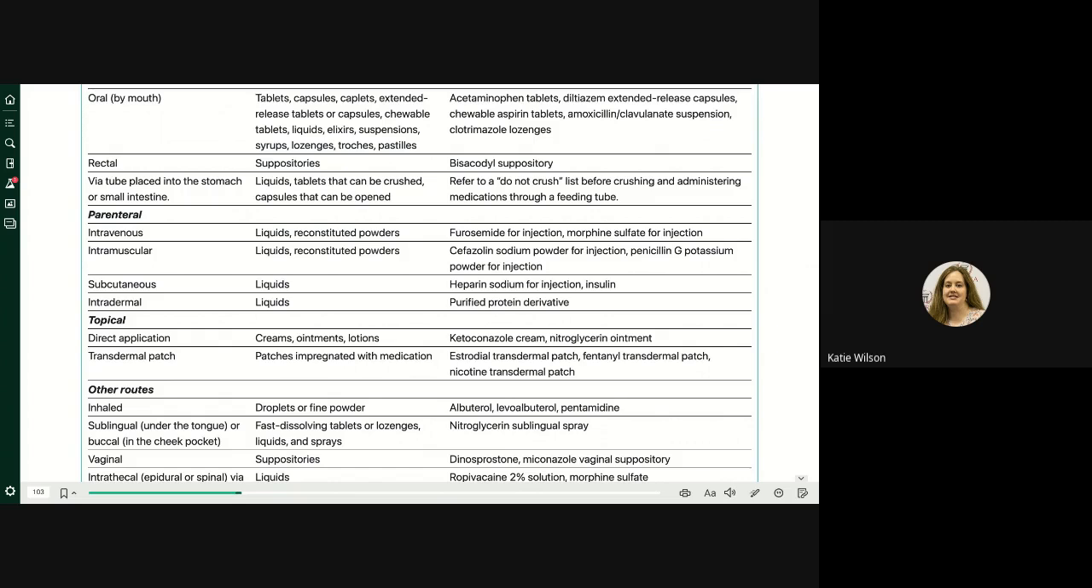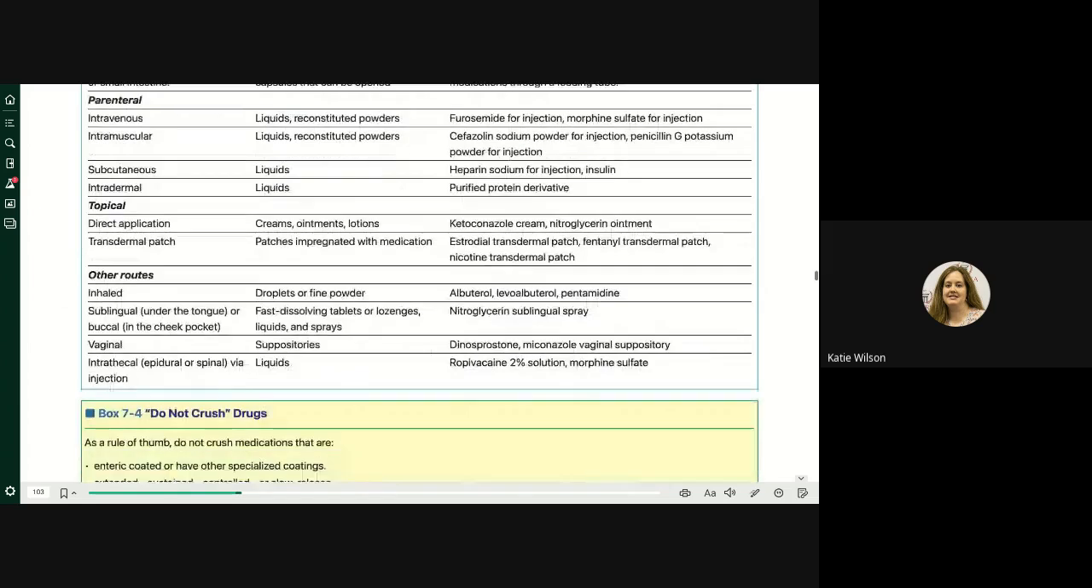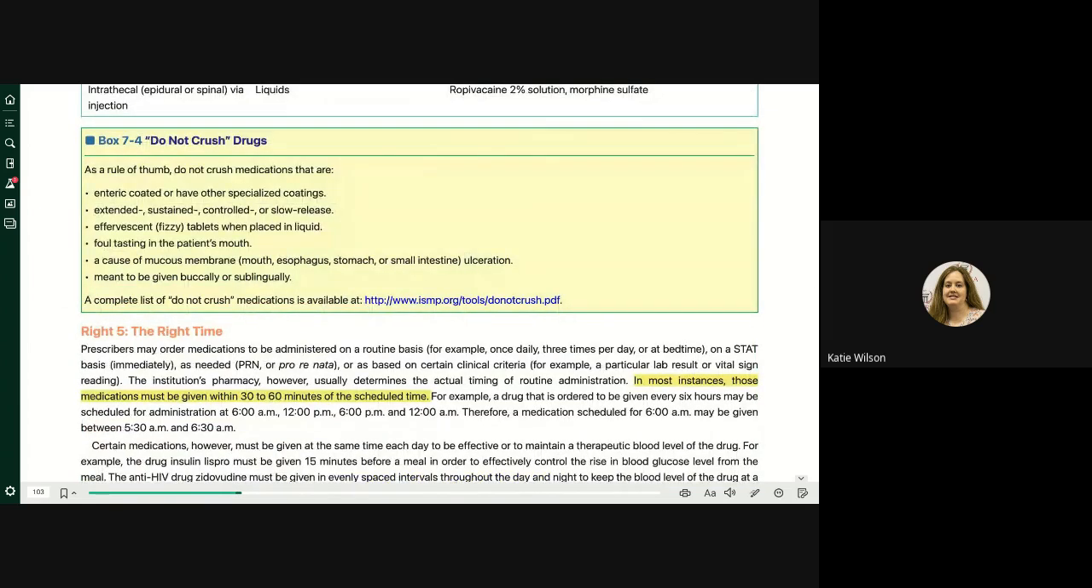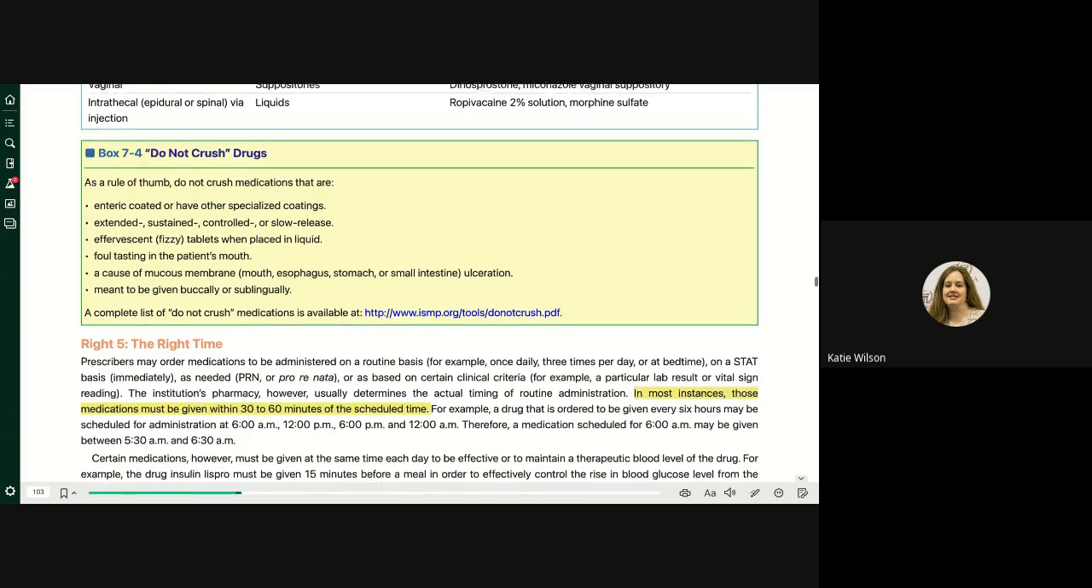Okay. There are medications that are not to be crushed. And if you see this box right here, do not crush drugs. As a rule of thumb, do not crush medications that are enteric coated, or if they're extended release, or they're fizzy, or will provide a foul taste in the patient's mouth. Okay. So you will see the complete list of do not crush medications on that ISMP website. And also that information should be in your drug book most of the time.